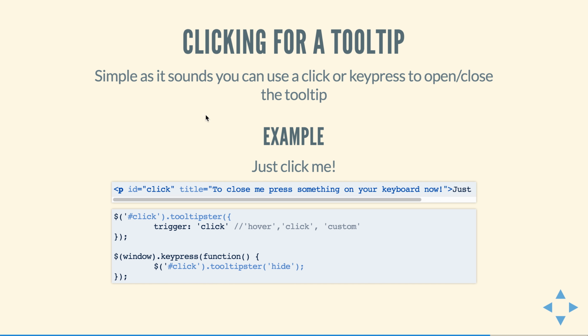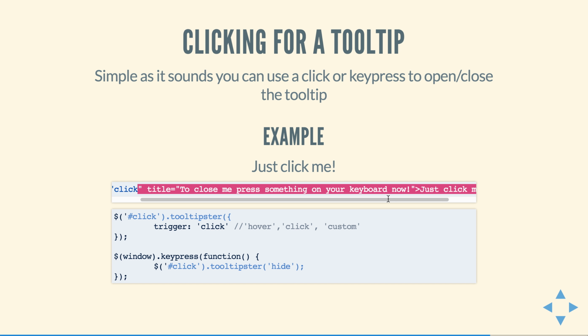Another thing I can do, instead of hovering, all I have to do is click. And in order to close it, I'm going to press the E key and boom. Or if I wanted to, I can just click again and it closes. Now I give it the ID of click. I add my tooltip title, and it's simple.